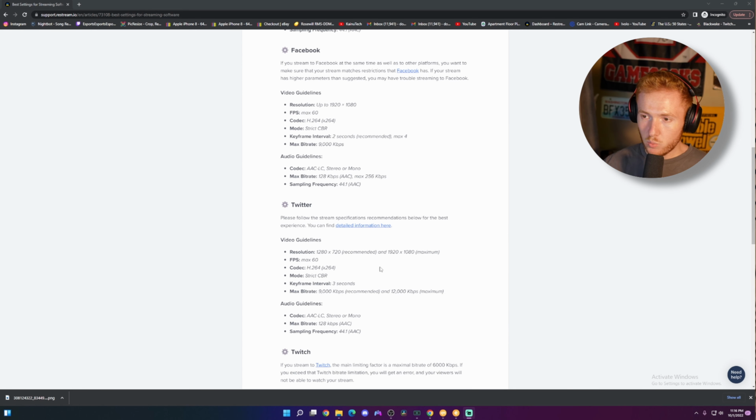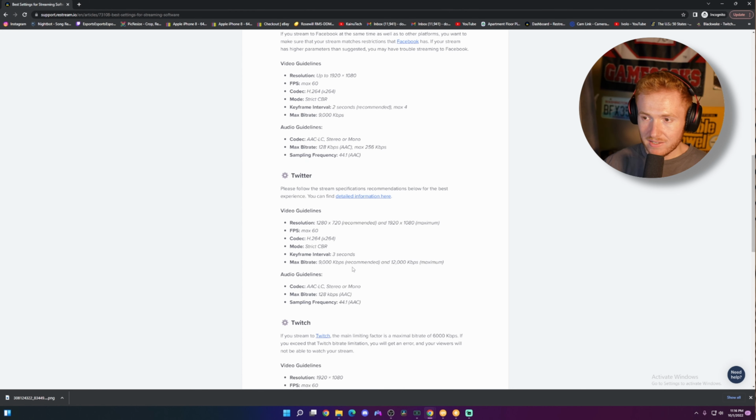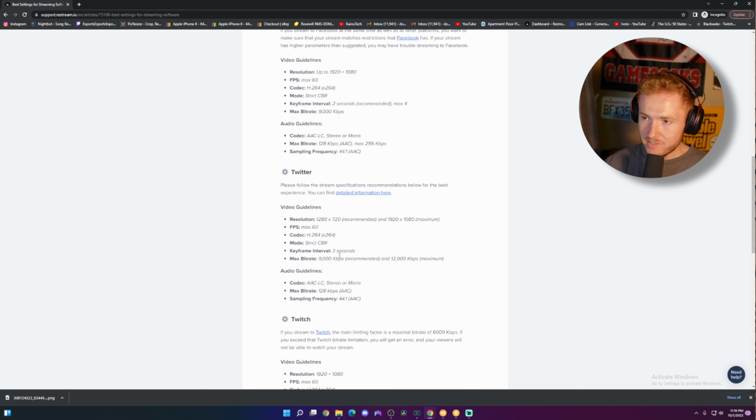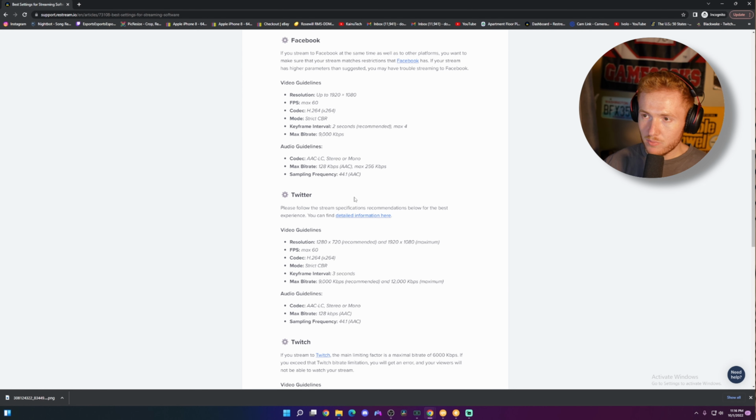Next up is Twitter. We have 1280 by 720 with a max FPS of 60. And then the maximum right here is 1920 by 1080. They have pretty much the exact same settings as Facebook, except you can go up to a maximum of 12,000 bitrate right there.